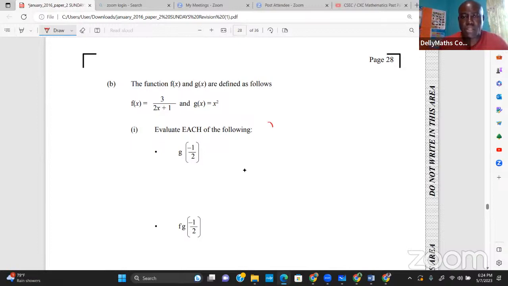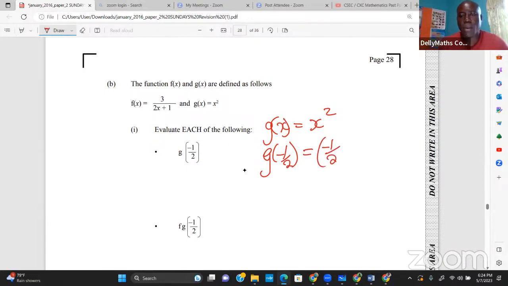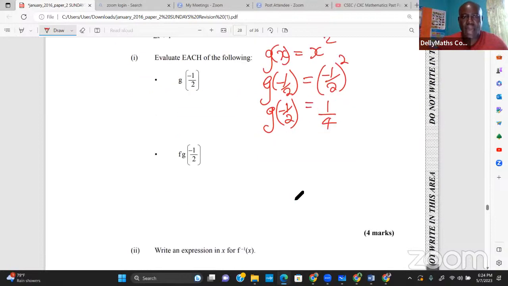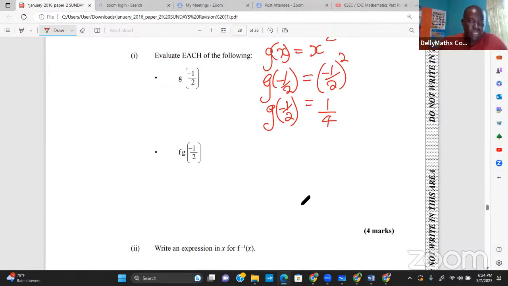No problem. This is the g function. The g function is x squared. So if I'm going to do g of negative a half, it means negative a half will go where the x is and you square. Negative 1 squared is 1, 2 squared is 4. So we're getting a quarter. So g of negative a half gives us a quarter. Are we good with that? Yes, I should think so.